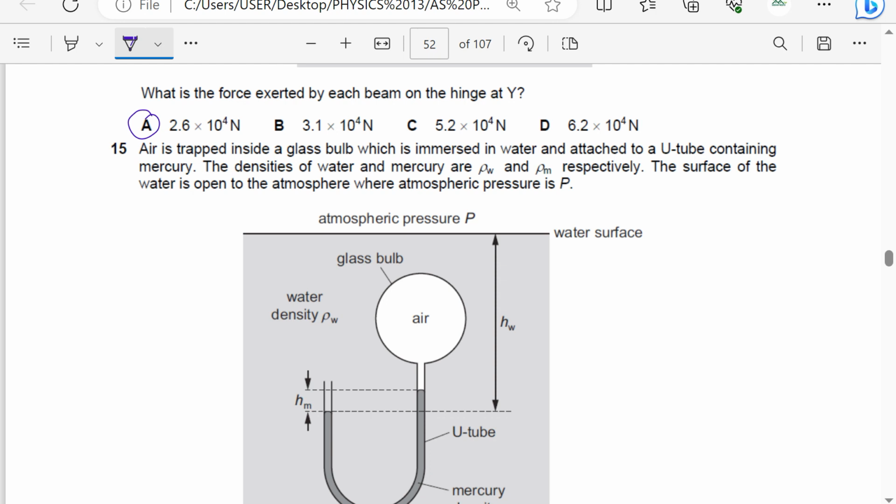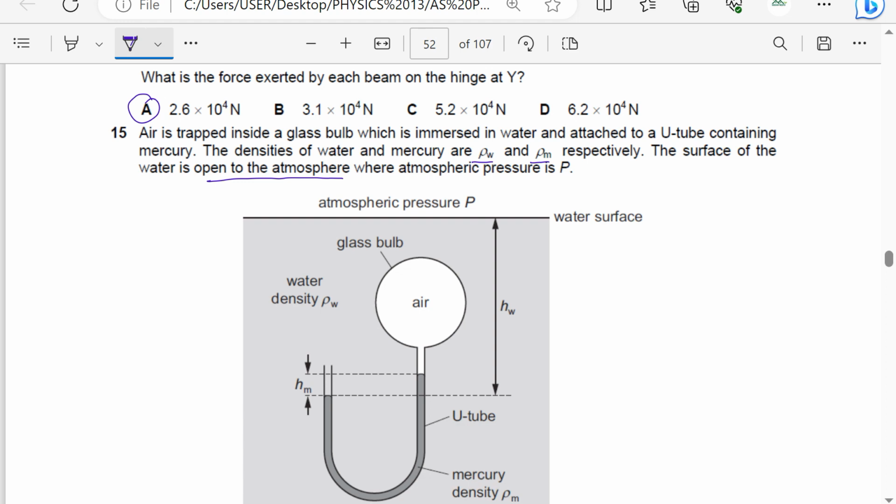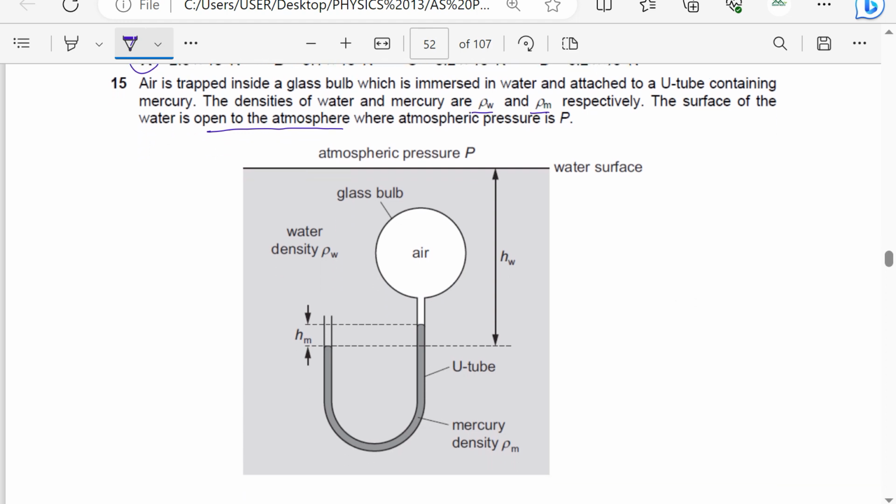Air is trapped inside a glass bulb, which is immersed in water and attached to a U-shaped tube containing mercury. The density of water and mercury are ρW and ρm respectively. The surface of the water is open to the atmosphere. So that means there is atmospheric pressure on one side, on the surface of water, where atmospheric pressure is P.